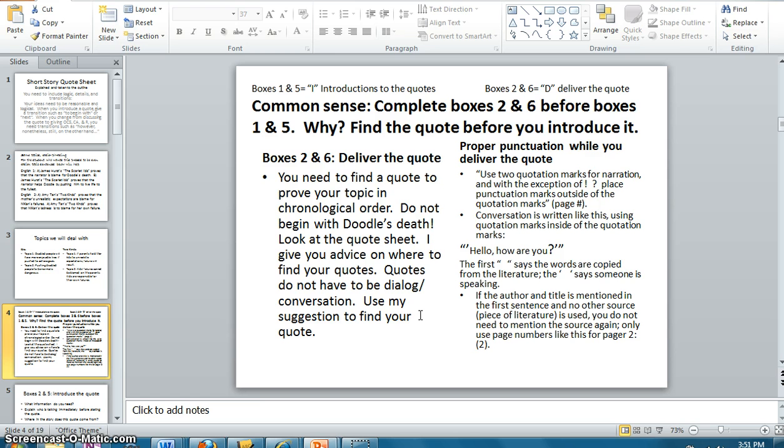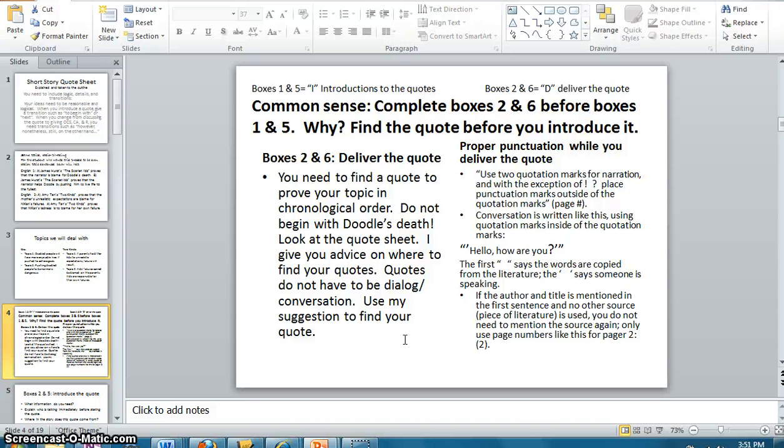Okay, common sense. Complete boxes 2 and 6 before boxes 1 and 5. So you're going to notice that there's box 1, 2, 3, 4. Why aren't you doing 1 first? Well, 1 is introduce the quote. How can you introduce a quote when you haven't seen the quote? So you can introduce the quote after you found it. That should be common sense. So you should fill out box 2, deliver the quote, and then go back to 1, introduce the quote.